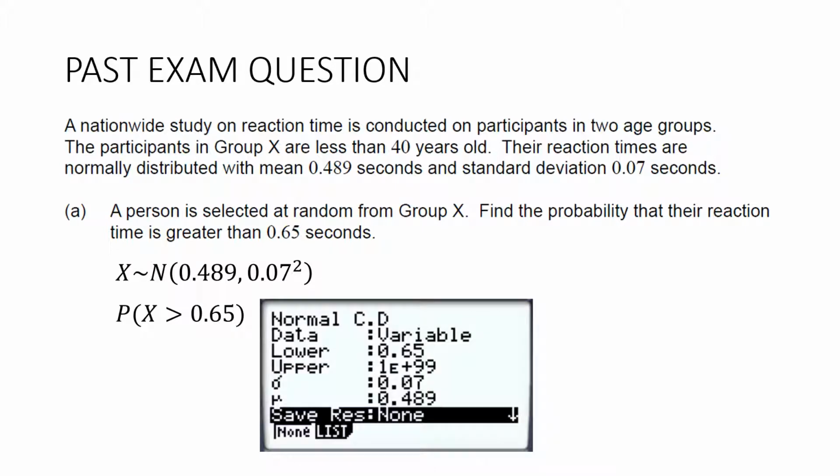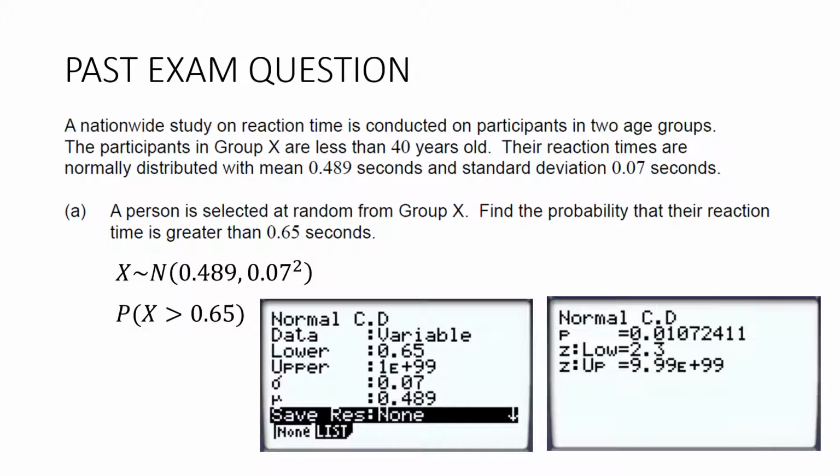We're going to put it in the calculator. It is normal CD variable. The lower limit is 0.65. The upper limit is as close to infinity as we can get. The standard deviation is 0.07 and the mean is 0.489. Hit EXE here and we get the probability is 0.0107.